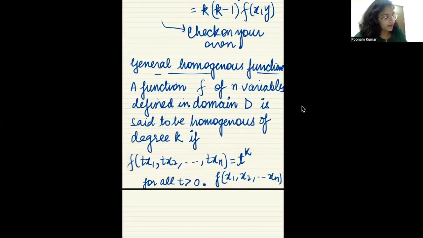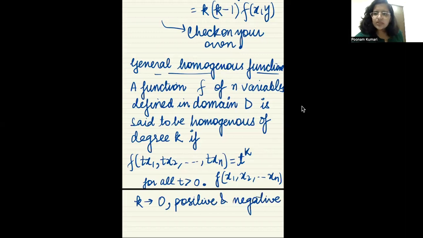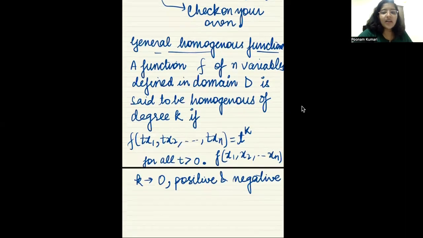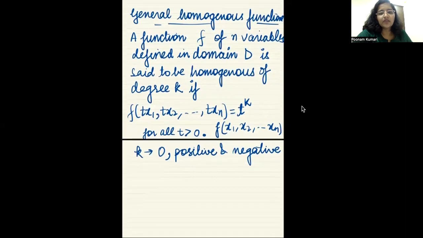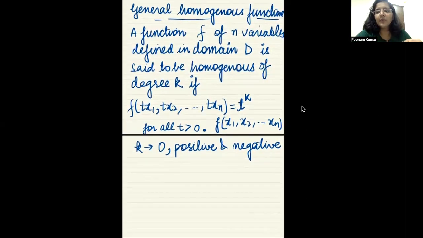And this k value, it's not necessary that it needs to be positive only. This can be 0, this can be positive, and this can be negative as well. So there is no restriction on what value k can take. So it can take any value. So this is the general definition of a homogeneous function. So we've defined a homogeneous function for n variables.